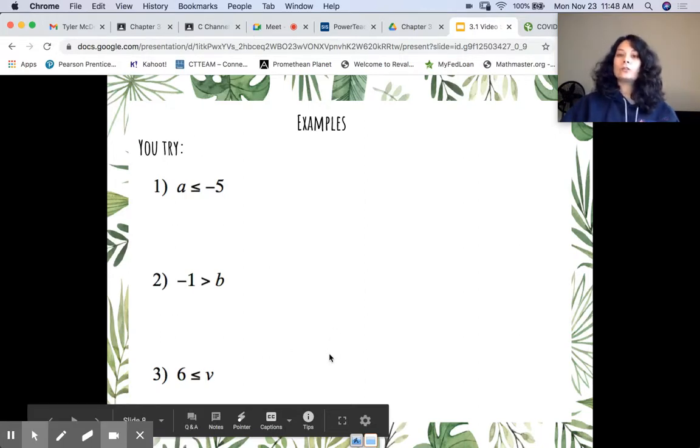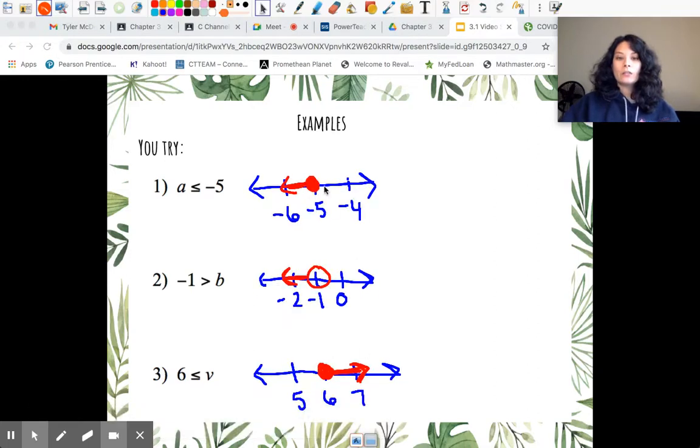Okay, here's what you should have gotten for your answers. You should have put -5 in the middle of your number line for number 1, a number that's smaller on the left, bigger on the right. These are negatives, so they're going to flow backwards. Close circle above the -5, shade left since A is less than or equal to that number.